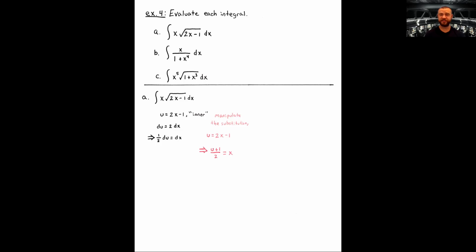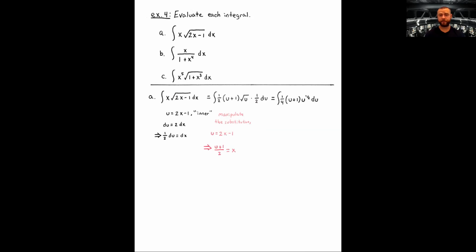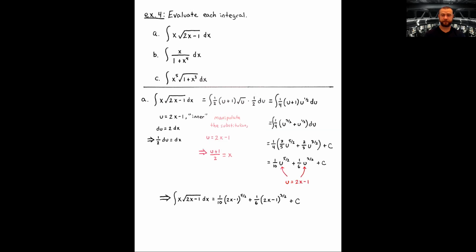Now we can convert all three pieces, the factor of x, the square root expression, and the differential dx. We can convert all three pieces in terms of u. If we plug in, instead of dividing by 2, I'll think of x as being 1/2 u plus 1. We then have that square root expression becoming square root of u, and then the differential gives us a factor of 1/2. To solve this, we can distribute, think of the square root of u as u to the 1/2 power. And if you distribute that in, multiply the same bases, you can add the exponents. So if you multiply, you should get, before integrating, 1/4, and then the function by distributing is u to the 3/2 plus u to the 1/2.